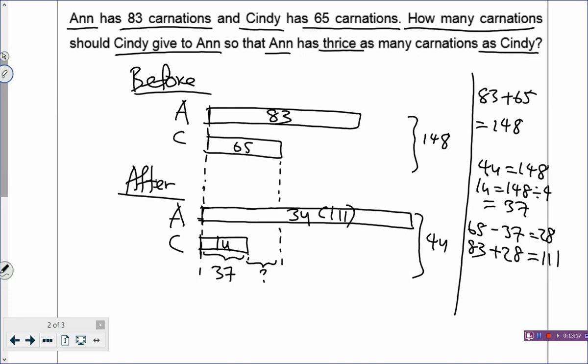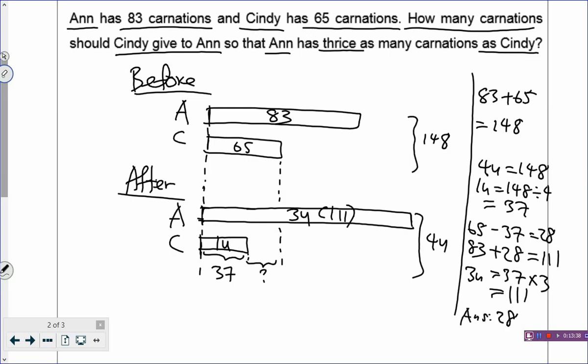And what is 3 units? Okay, 3 units is 37 times 3. And you still get 111. So isn't that correct? So Cindy has given how many? Cindy has given away the answer 28. And there you solve the problem.